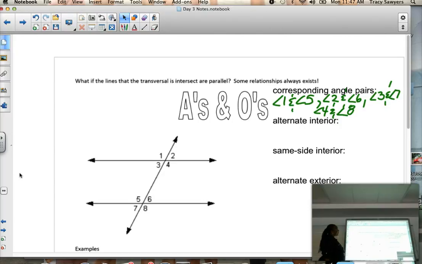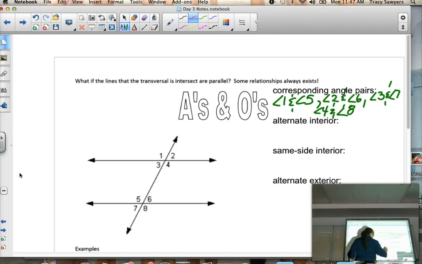Okay, so now, alternate interior. You with me, Waldell? 1 and what? Wait, I said alternate interior. Okay, give it to me. Mr. Danielson. Let's get 3 and 6. Thank you. You see how I had to think about it?